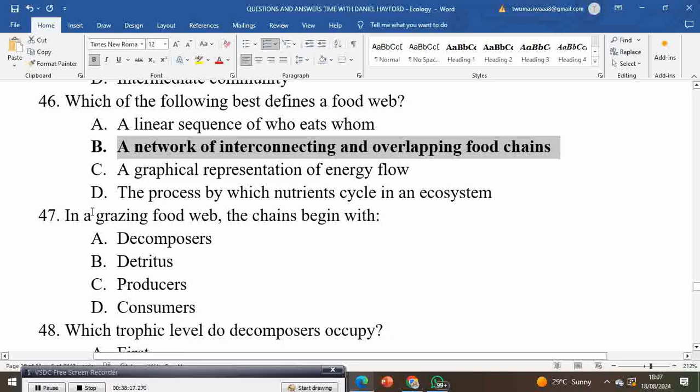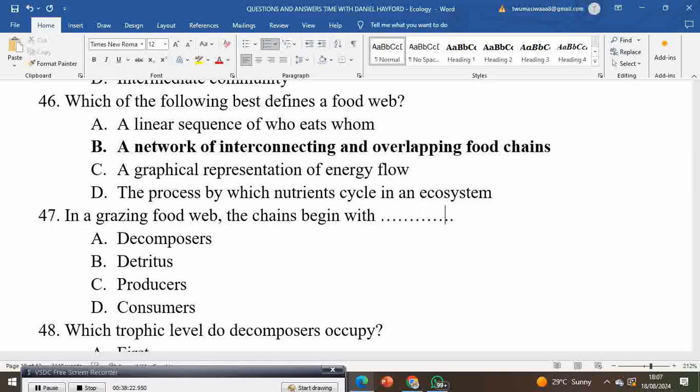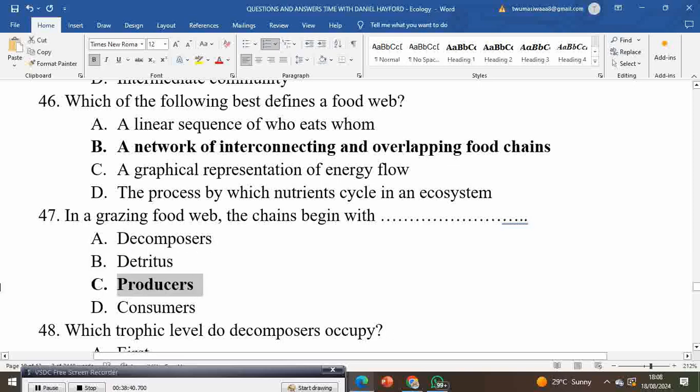What about question 47? In a grazing food web, the chain begins with what? So what do we have? Option A, decomposers. B, tertiary consumers. C, producers. And D, consumers. So what would be your option? Option C, it begins with producers, primary producers.